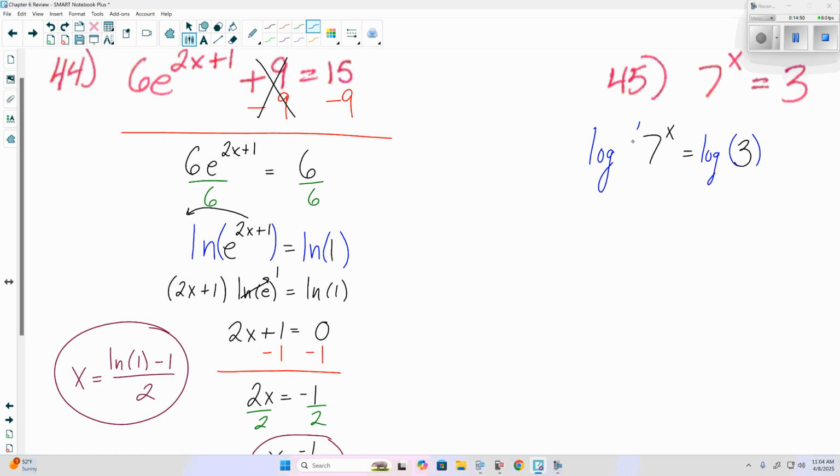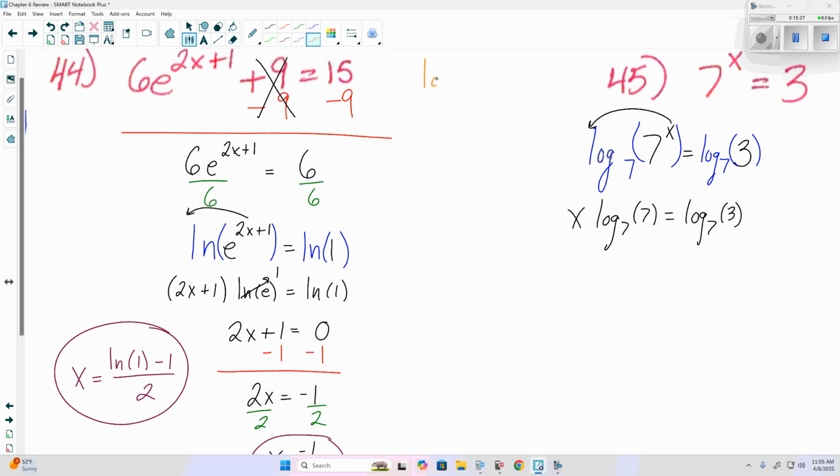Now, since our base is not e, we're going to use log. We can just use log and solve from here. But the nice one for this would be log base what? 7. And there's a reason for that. Properties of logs will move the x to the front, giving us x times log base 7 of 7 equals log base 7 of 3.